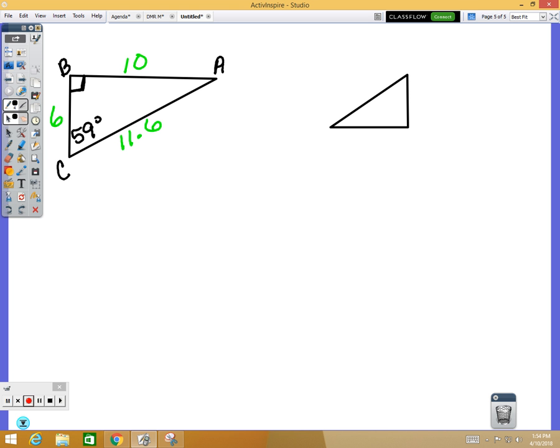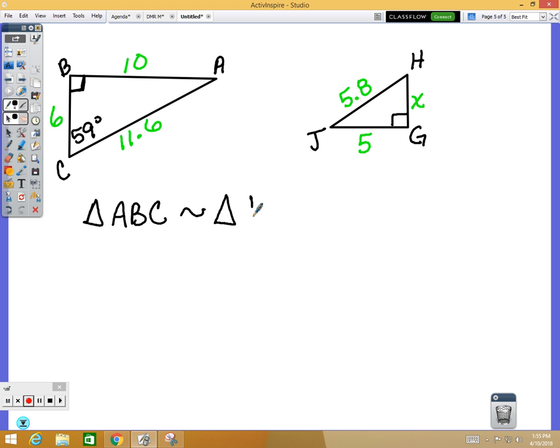Now I'm going to jump over here to my smaller triangle. It is also a right triangle. It's just positioned differently. Again, this will be our last one for notes. They will tell you the information that triangle ABC is similar to triangle JGH. So I'm going to pause while you finish drawing that.